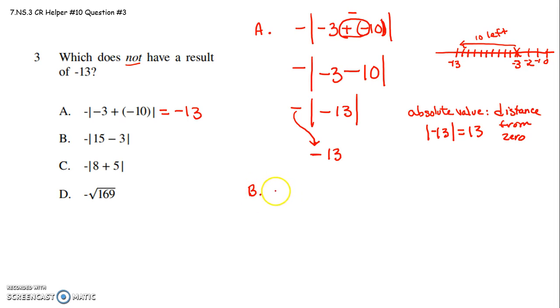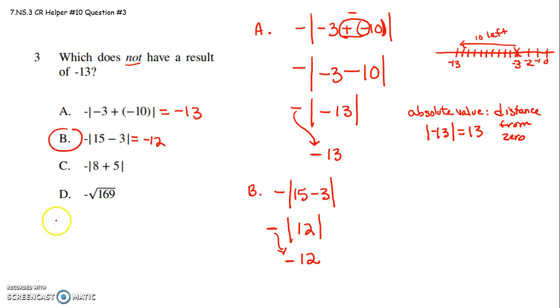If I look at letter B, it's negative, and then I have 15 minus 3 inside my absolute values. So I carry along my negative. I've got to get a single value within my absolute values. 15 minus 3 is actually 12. Absolute value of 12 is 12, because it's your distance from 0. How far is 12 from 0? It's 12 units, happens to be to the right of 0. But I got to carry along this little negative sign. So this is negative 12. So that's the one that it won't be.